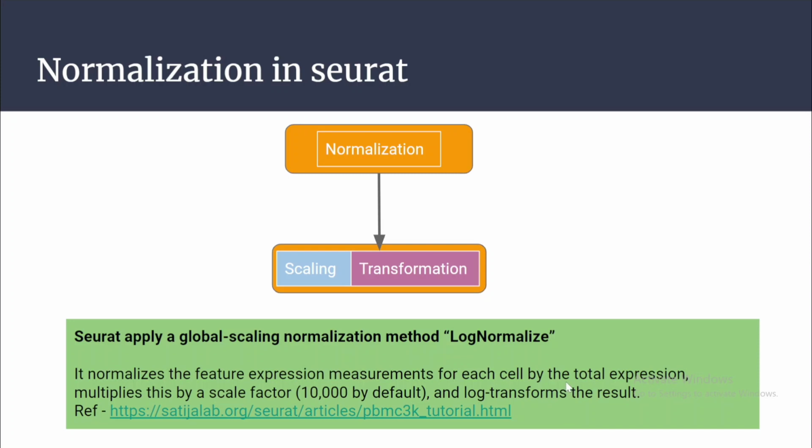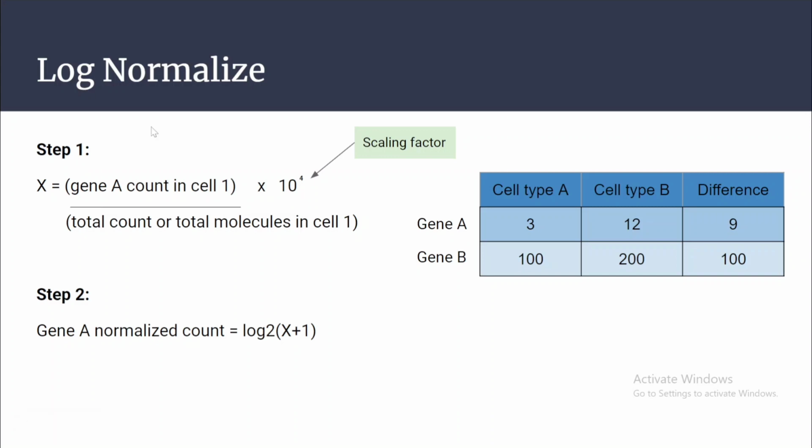So let's see with an example how it works. Log normalization in Seurat works in two steps. The first step is multiplying with a scaling factor. For example, in this scenario we have two cell types, cell type A and cell type B, and we are checking the gene expression of A and B. Without transformation, the analysis will be dominated by the highly expressed gene. For example, the difference between this gene B is 100 and this gene A is 9. So this will be dominated by the highly expressed genes.